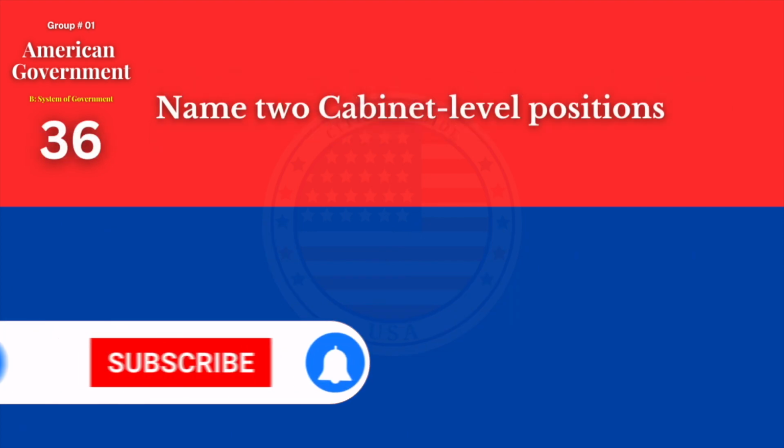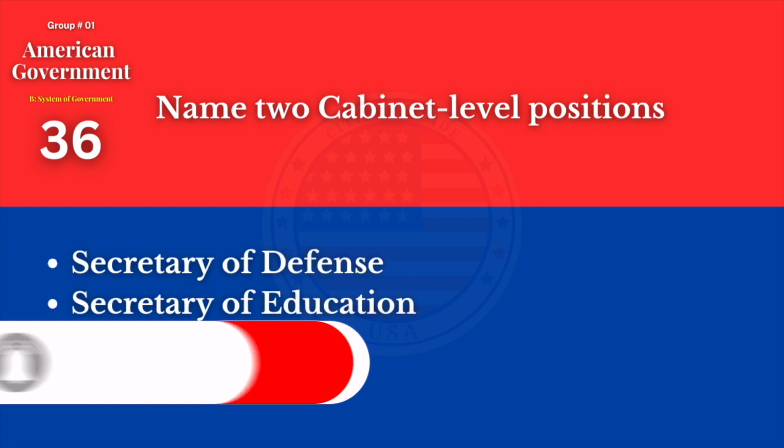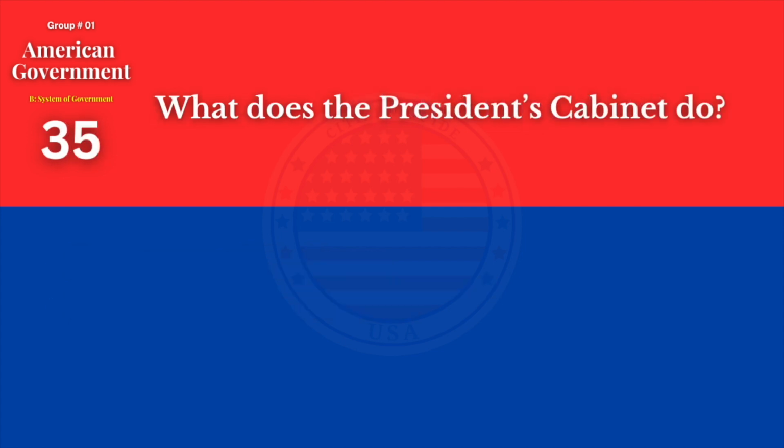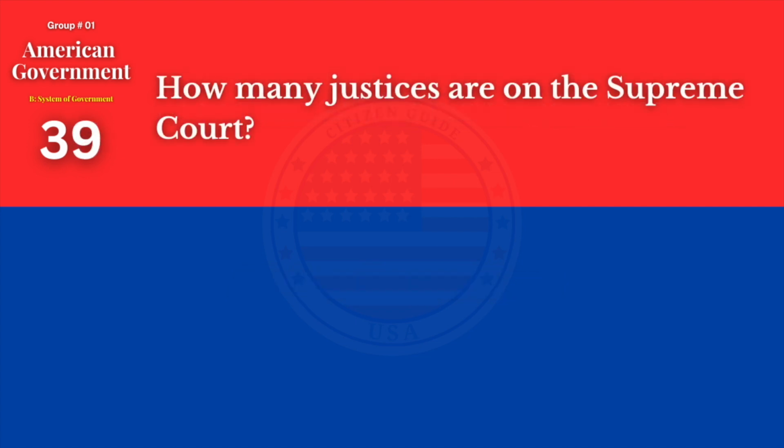Name 2 cabinet-level positions. Secretary of Defense. Secretary of Education. What does the President's Cabinet do? Advises the President. How many justices are on the Supreme Court? 9.